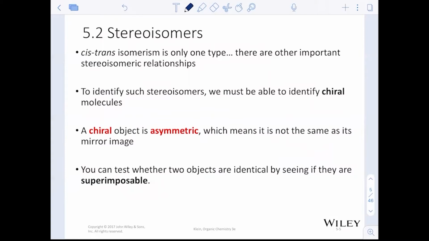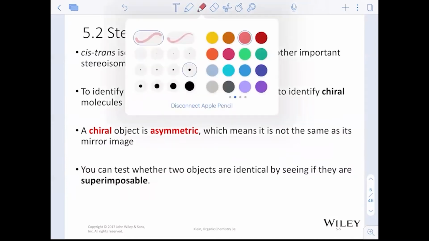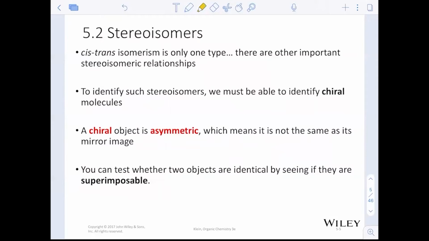Okay. Well, cis and trans isomerism is only one type of the stereochemical relationships. There is another one that I don't want to say is more important, but it's more frequent, and that one is called identifying chirality or a chiral molecule. Now, let's go back into history. To really understand this definition that a chiral object is asymmetric, which means that it's not the same as its mirror image. What we're looking at is when a molecule is chiral, we have a specific definition for it.